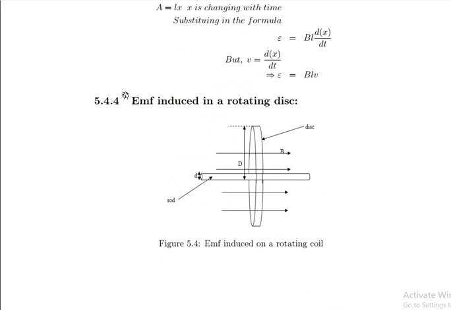Now let's visualize the EMF induced in a rotating disc. In this case, we have a rotating disc here. As such, the magnetic field strength is going to be in this direction here. Here you have a small rod with a certain diameter d, and this is going to be your disc here with a large diameter D.